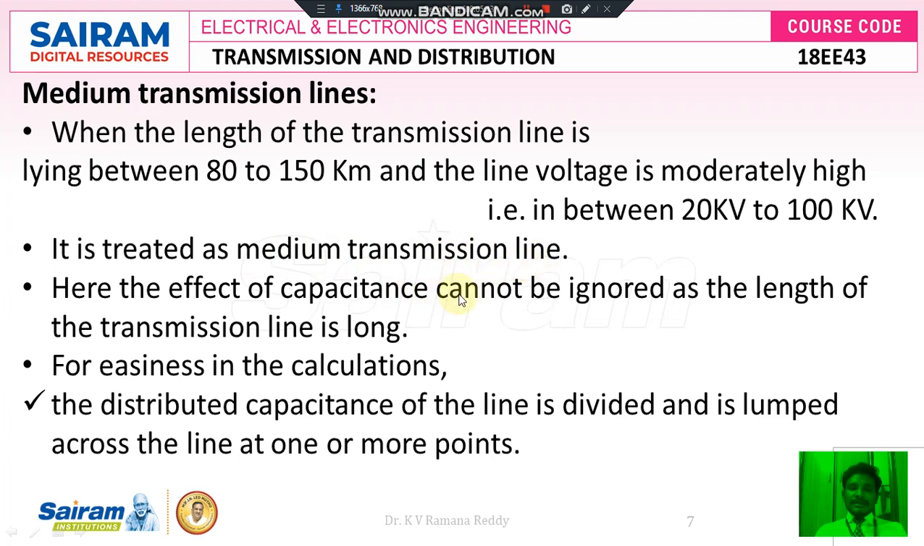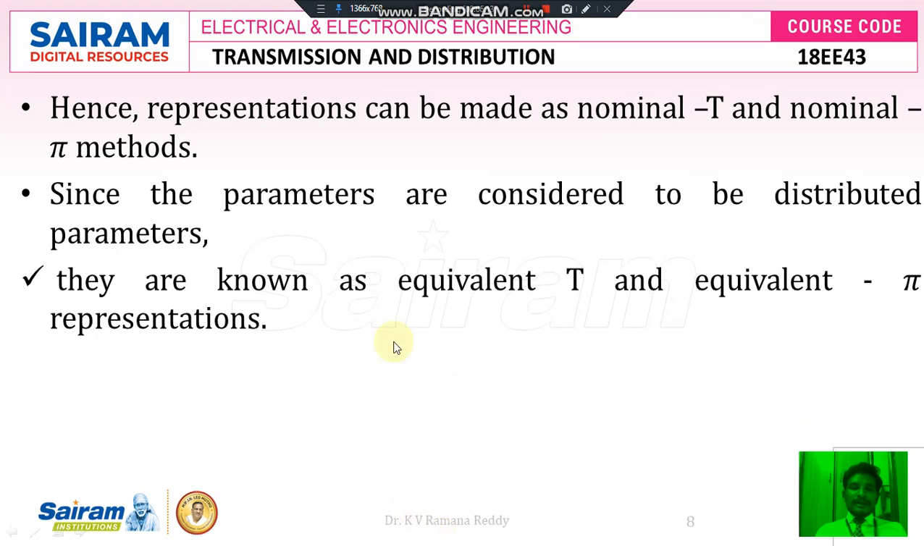Here the effect of capacitance cannot be ignored as the length of the transmission line is long. But since the length also lies in the range between 80 to 150 kilometers, it is easy to do the calculations, because in the case of a medium transmission line, the effect of capacitance per unit length of the conductor can be considered as lumped elements. Then for the transmission line model we can consider either the nominal T method or the nominal pi method.